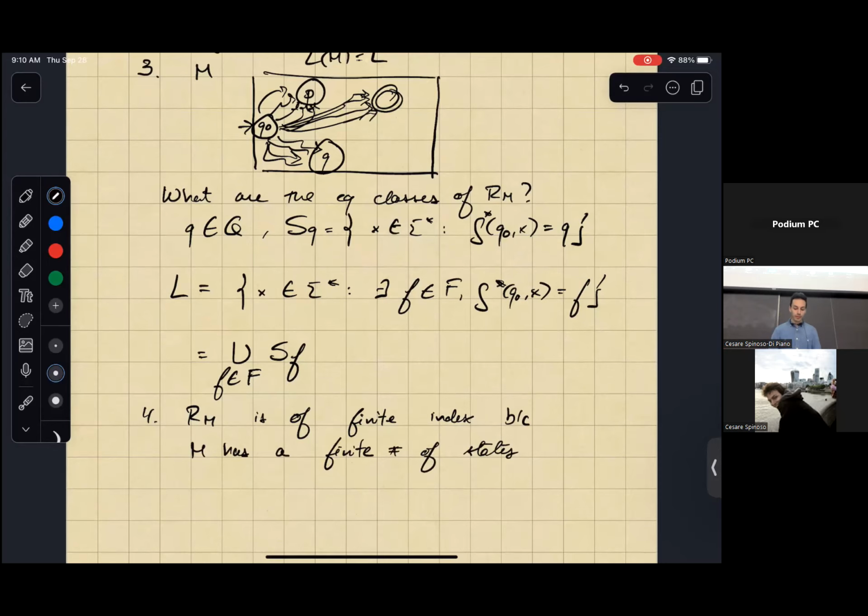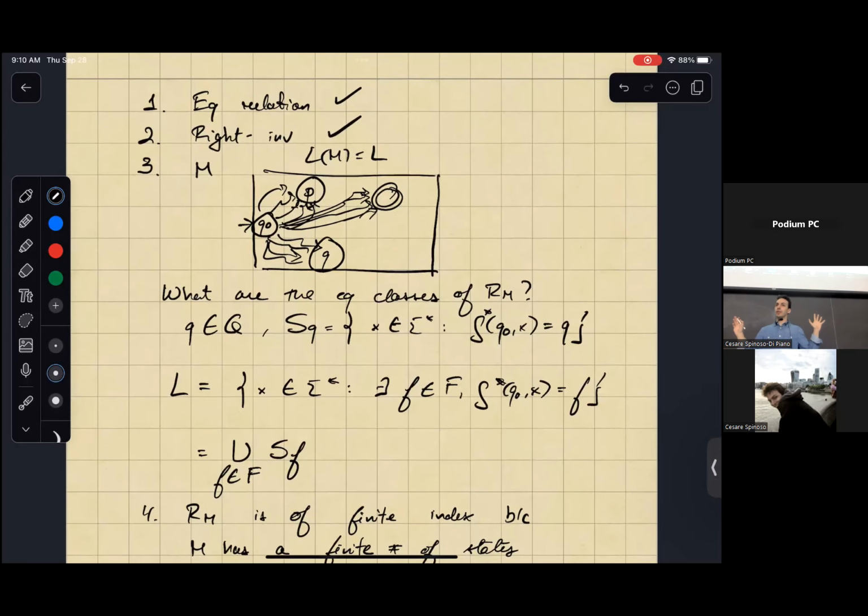And that completes this direction, right? Because I started with 1. The only thing I assumed is that I had a machine M that accepted L. And I've shown that there exists a relation with all of the properties in statement 2.